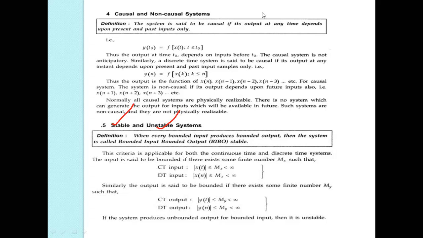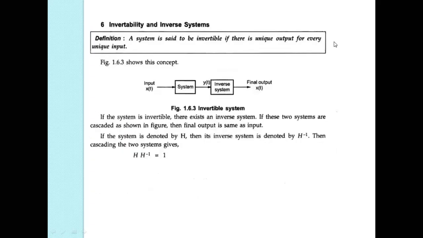Unstable system. The fifth one. Okay. And coming to the last, sixth one, the classification: invertibility and inverse system.